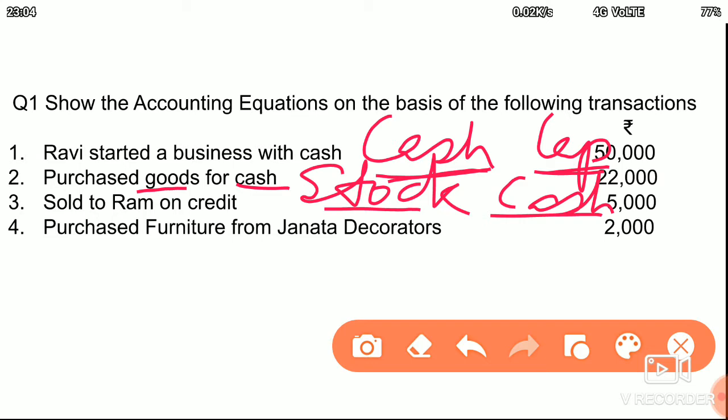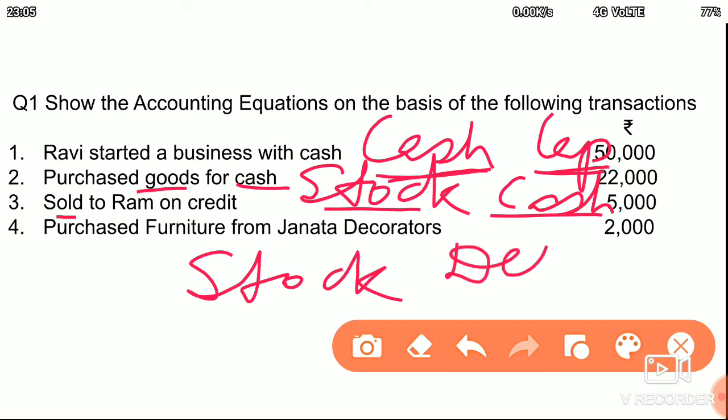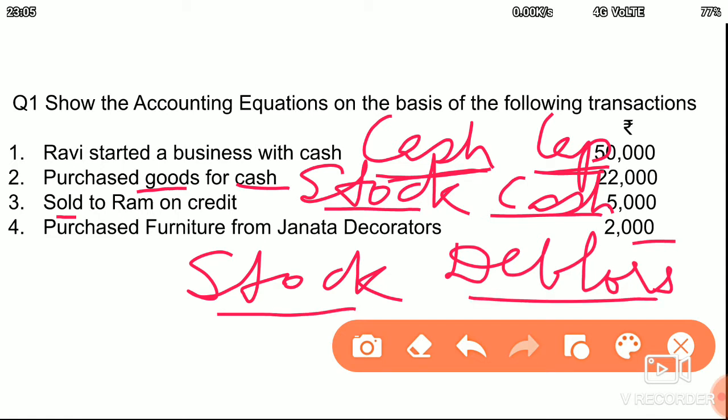Similarly, if we go for transaction 3, sold to Ram on credit. Now sold to Ram on credit, sold here means sold goods to Ram on credit. So goods account will be represented by the stock account and the other account will be Ram's account, but Ram is a debtor, so we write the account name as debtors account. So one will be the stock account and the other will be the debtors account. Stock will decrease in the business because the goods are going out. So from the business point of view, the stock will decrease. On the other hand, Ram did not pay the amount, so Ram will become a debtor and the debtors will increase in the business.